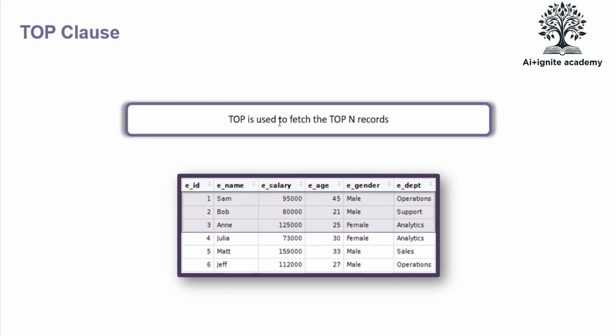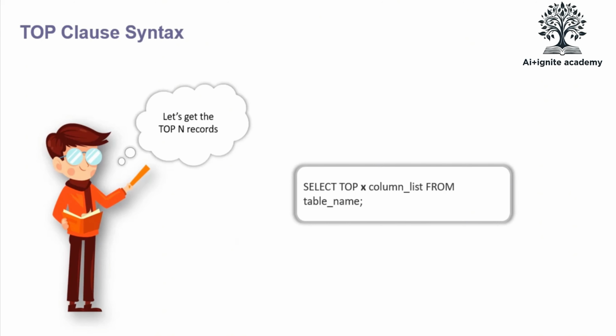Now let's look at the top clause. The top clause is used to fetch the top n records from a table. So the top clause is useful on large tables with thousands of records. And this is the syntax. We've got the select keyword first, then we type in top, and then the number of records we want to see in our result, followed by the column list. And then we use the from keyword and give the name of the table.